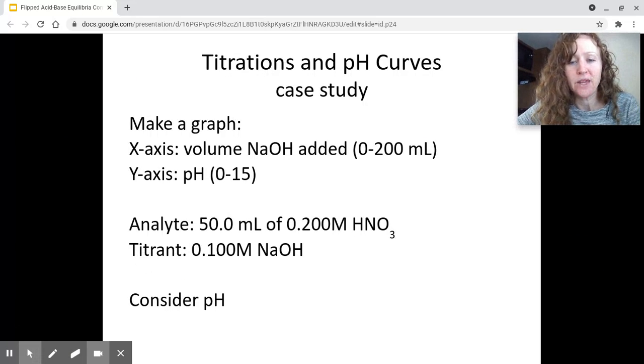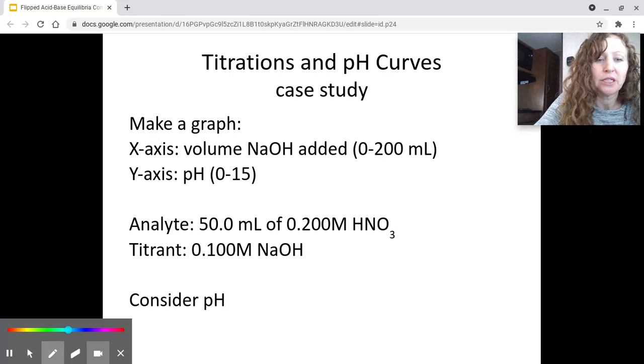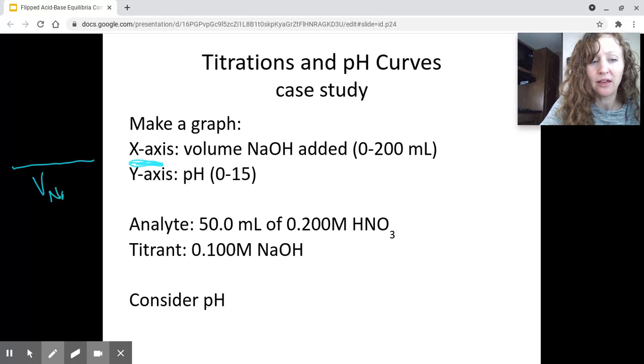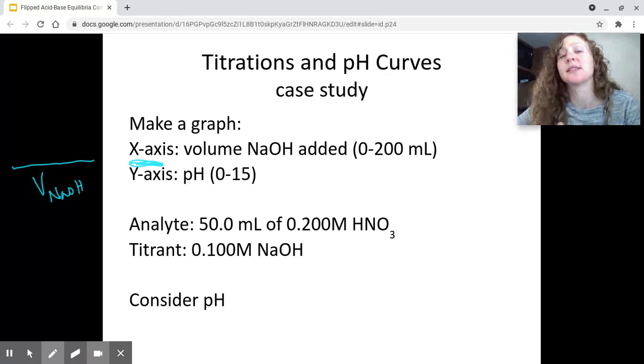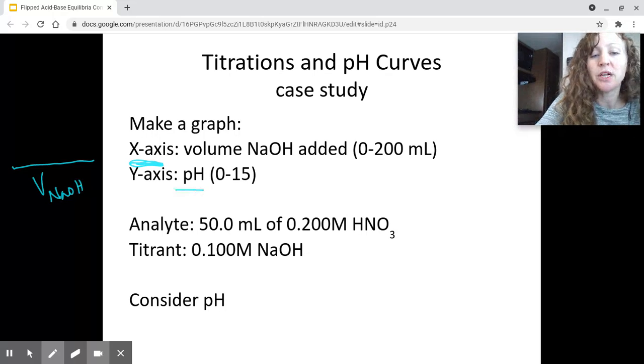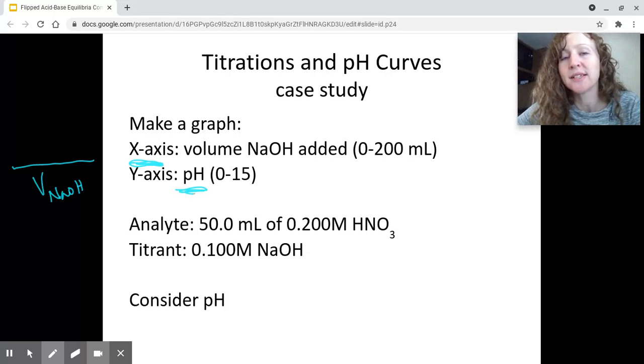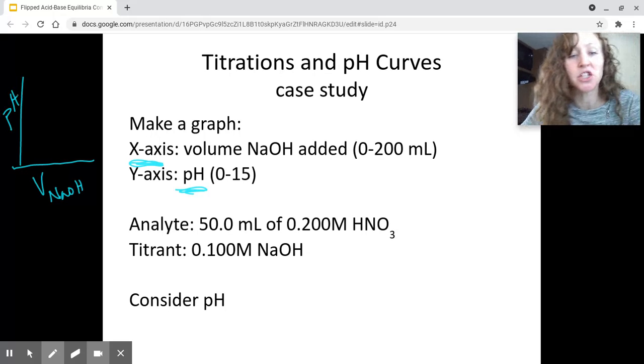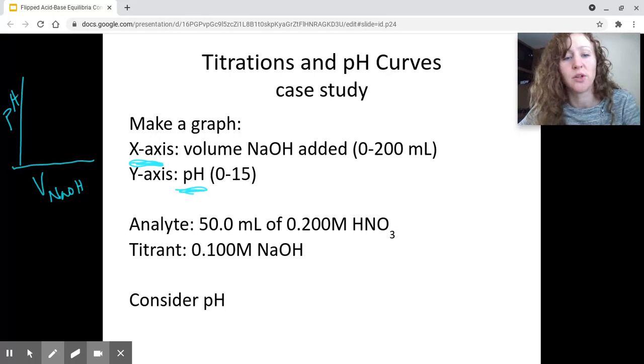You're going to make a graph, or we will make a graph together. The x-axis is always your independent variable. That's the thing we're changing. We are adding NaOH. So our x-axis is going to be volume of NaOH added. Our y-axis is going to be our dependent variable. It's changing as a result of our actions, right? So that's going to be pH. The pH is changing because we're adding sodium hydroxide.